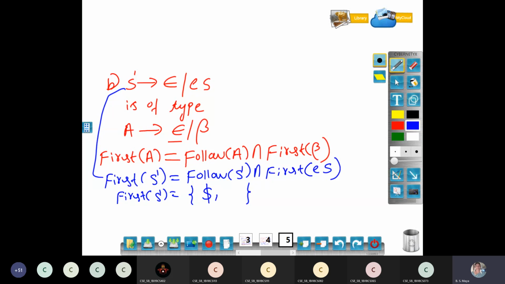Can you go back to your pages? Go back to your first problem from this morning. The same problem I did with table construction. Follow of S dash is dollar comma E, right? Yes, ma'am. Okay, thank you. What is first of E? What is the first symbol? E, ma'am. You have to copy E.